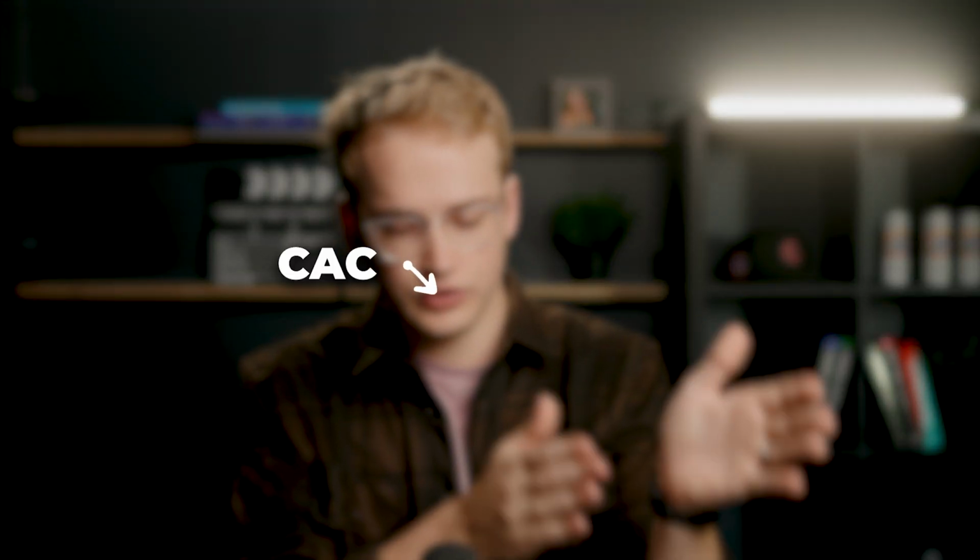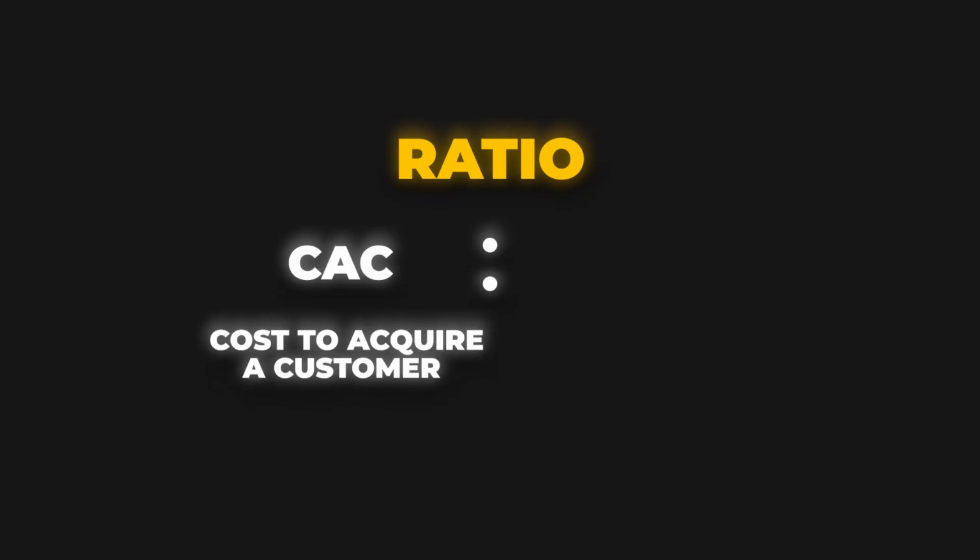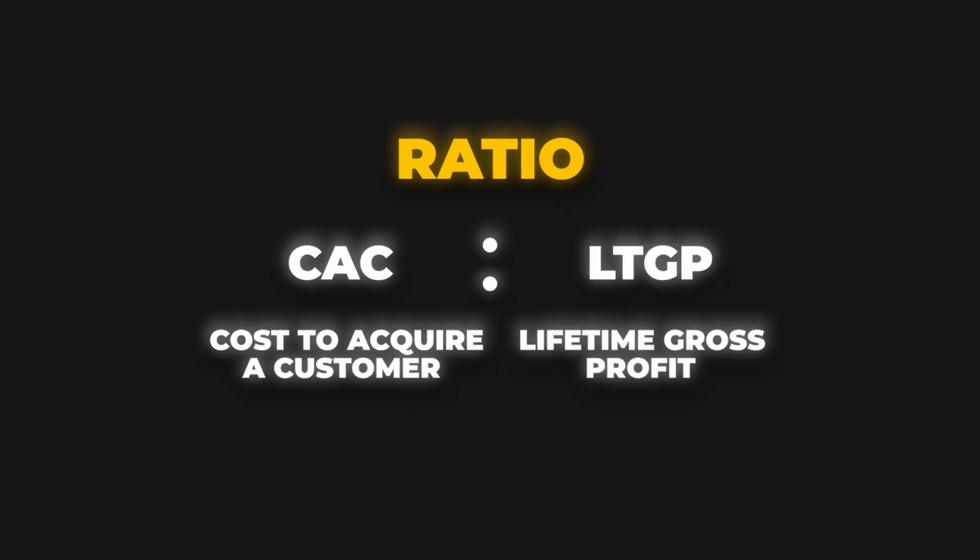So this KPI is what we call CAC to LTGP. Now, what does this mean? It's actually a ratio of two different KPIs. So CAC is your cost to acquire a customer, and LTGP is your lifetime gross profit from that customer. And so essentially, this is a ratio that shows you the difference between what you spend in order to get a customer and how much profit that customer produces for you over their lifetime.